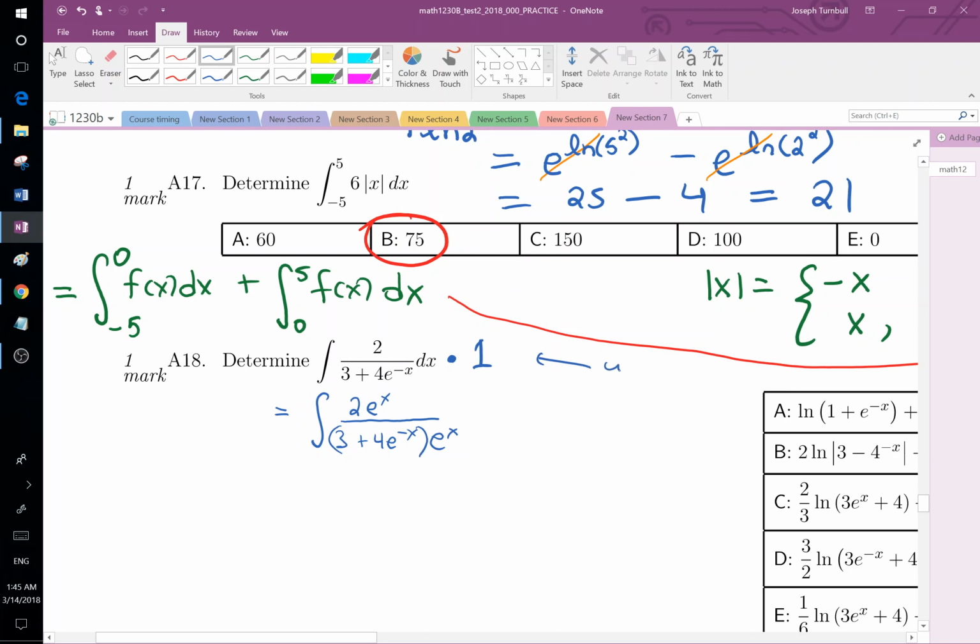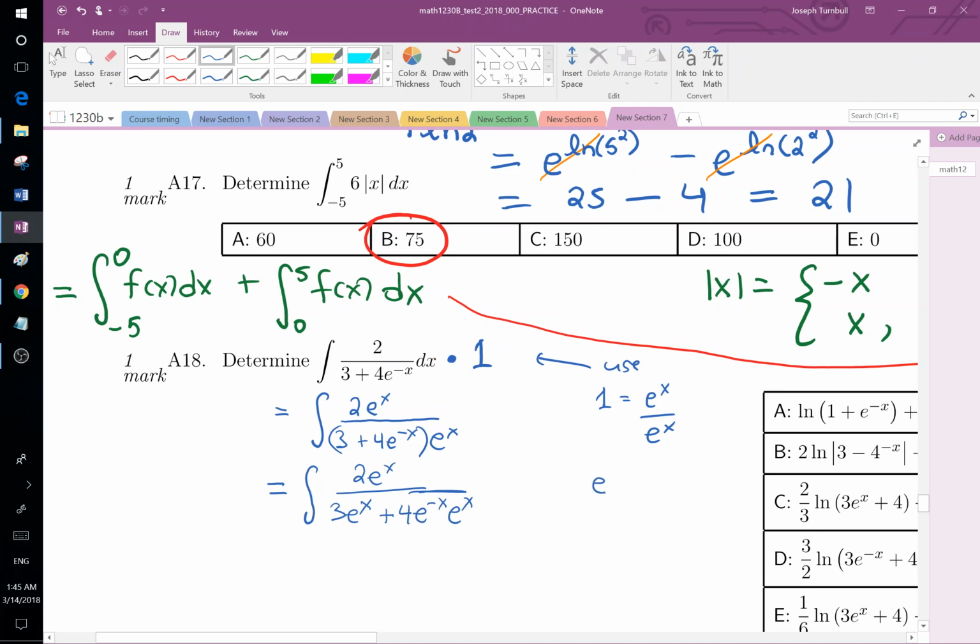So we're going to use 1 equals e to the x over e to the x. Okay. Let's keep going. 2e to the x over 3 times e to the x, and then plus 4 e to the negative x times e to the positive x. Multiplying that in the bracket.